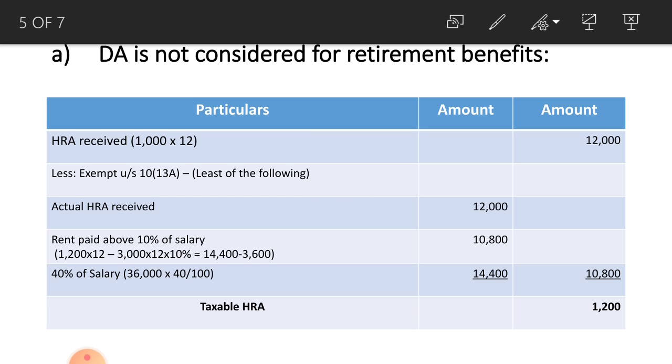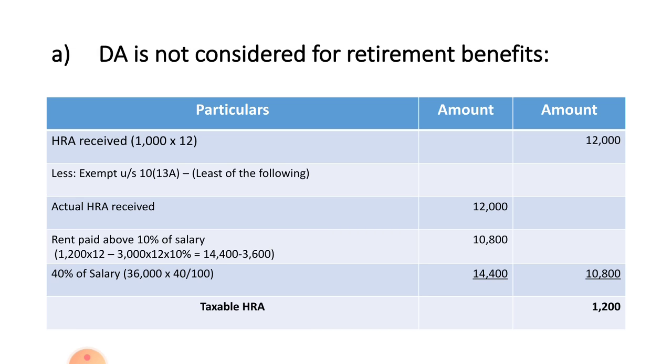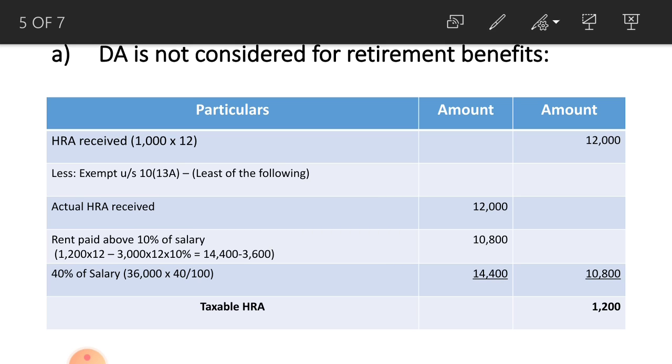Let us solve the problem. See, first one, DA is not considered for retirement benefit. Calculation is similar to your previous calculations. The format is same, that is 3 columns you have to draw, particulars and 2 amounts column. First you have to write HRA received for a year, that is HRA received by the employee is 1000, but that is for 1 month. You have to convert it into 12 months, that is 12,000.